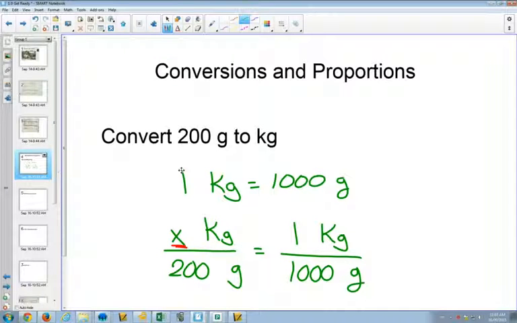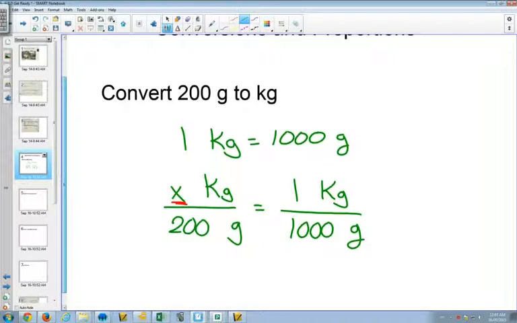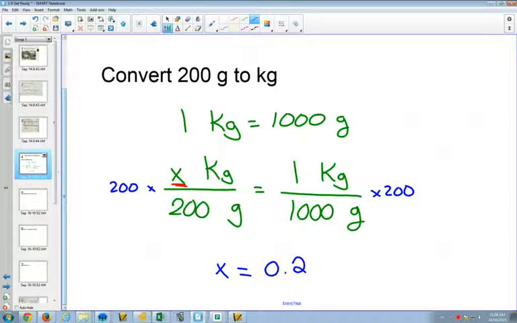Now, if I wanted to solve for x, then we would need to multiply both sides by 200. And so if I multiply this side by 200 and this side by 200, we just get x is equal to 1 divided by 1,000 times 200 is 0.2.